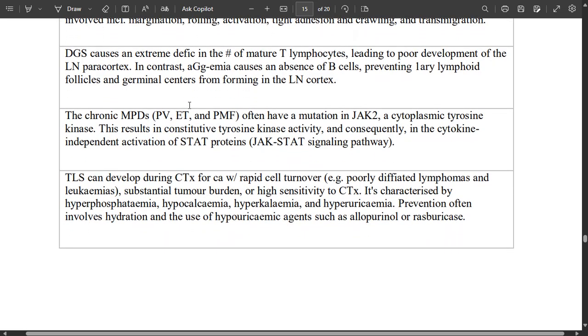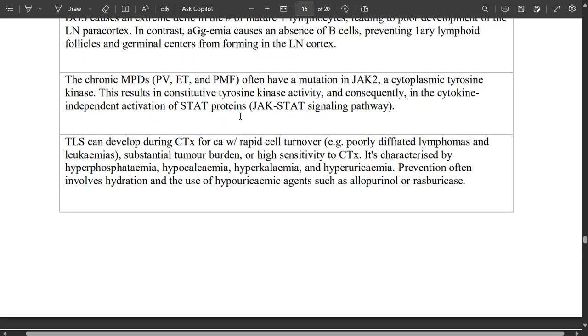Okay, so now the chronic myeloproliferative disorders: polycythemia vera, essential thrombocytosis, and primary myelofibrosis. The chronic myeloproliferative disorders often have a mutation of JAK2, a cytoplasmic tyrosine kinase. This results in constitutive tyrosine kinase activity and consequently in the cytokine-independent activation of STAT protein. So the STAT signaling pathway is stimulated. Okay, that's an easy topic.